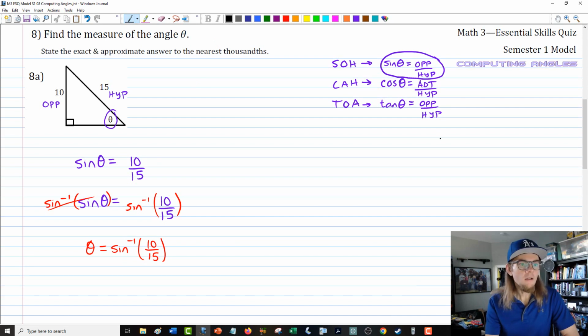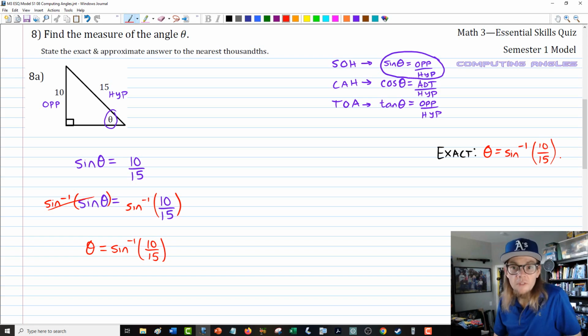So basically right there, in fact, I'm going to go ahead and even write it over here, we have that exact answer that we were looking for. That's half the battle. It's not the hardest part of the battle, but not the cleanest either. So there is our angle. It is sine inverse of 10 over 15 degrees. But of course, that's not helpful.